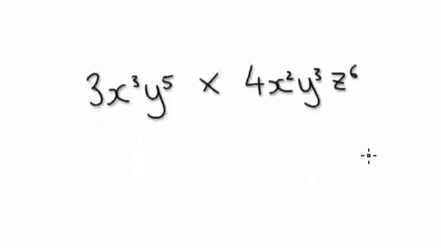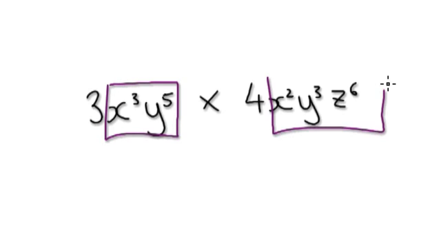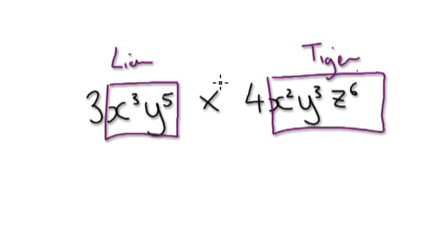Okay, let's give you guys some practice. Remember, ages ago in one of the earlier videos, I gave you something like this. This multiplied with this. It's like your lion here, and then this is your tiger. When you multiply the two, they merge together to give you a liger.